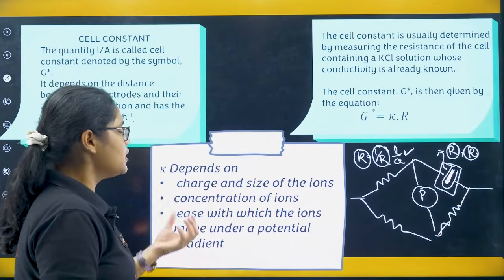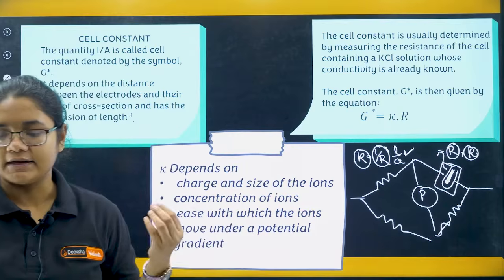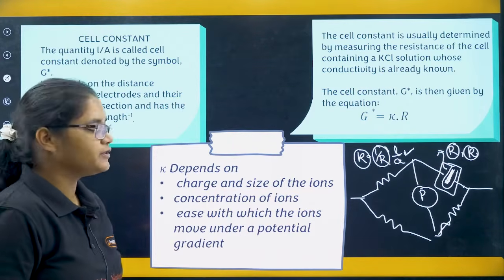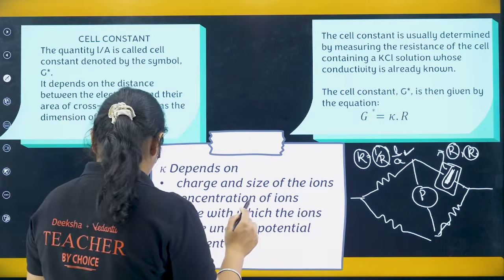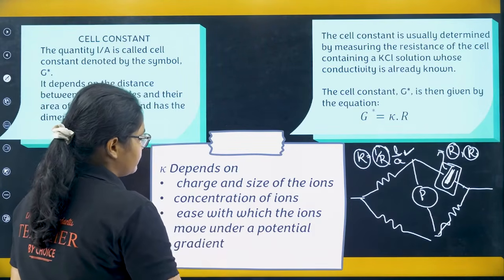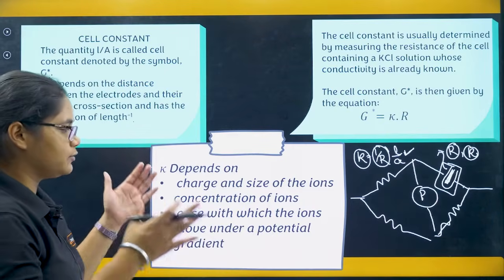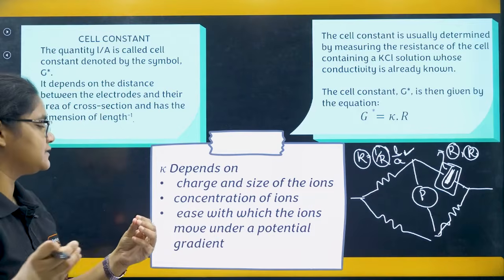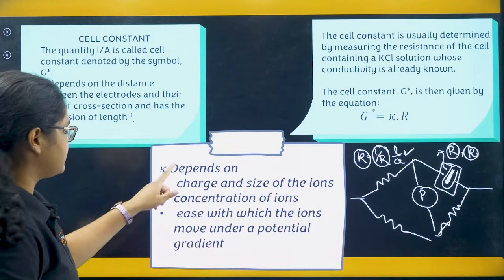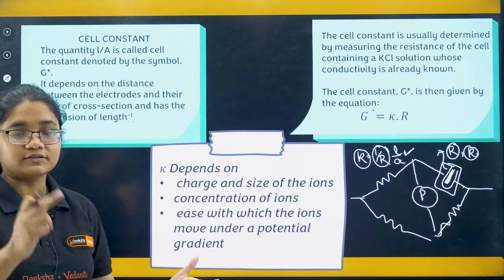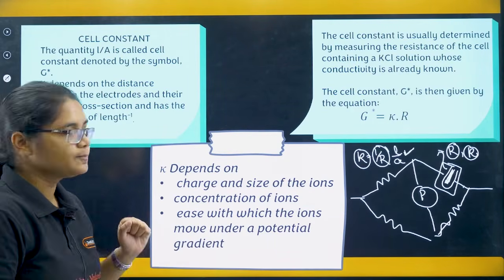So now, talking about the factors on which this conductivity depends. Conductivity depends on the charge and size of the ions. Then it depends on the concentration of the ions, and the ease with which the ions can move under a potential gradient. So when you have positive and negative charges, how easily can these ions move. These are the factors on which kappa, or conductivity, or specific conductance depends.